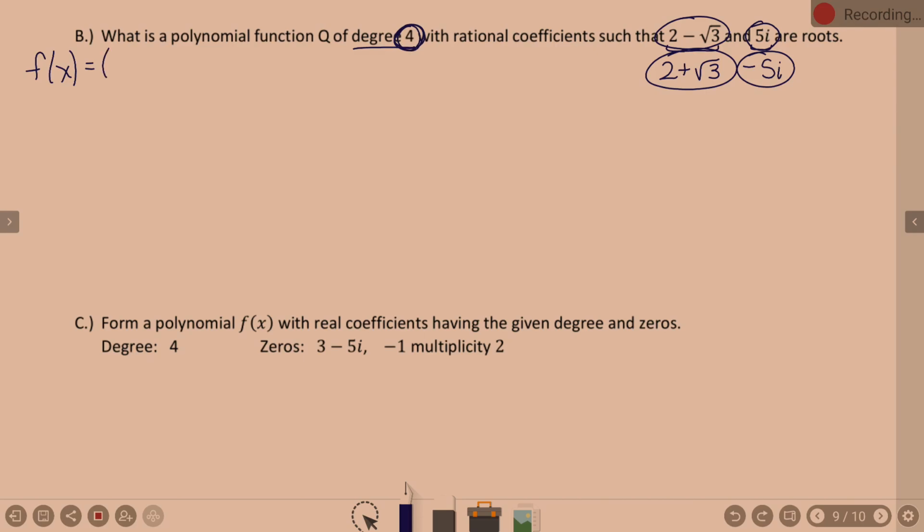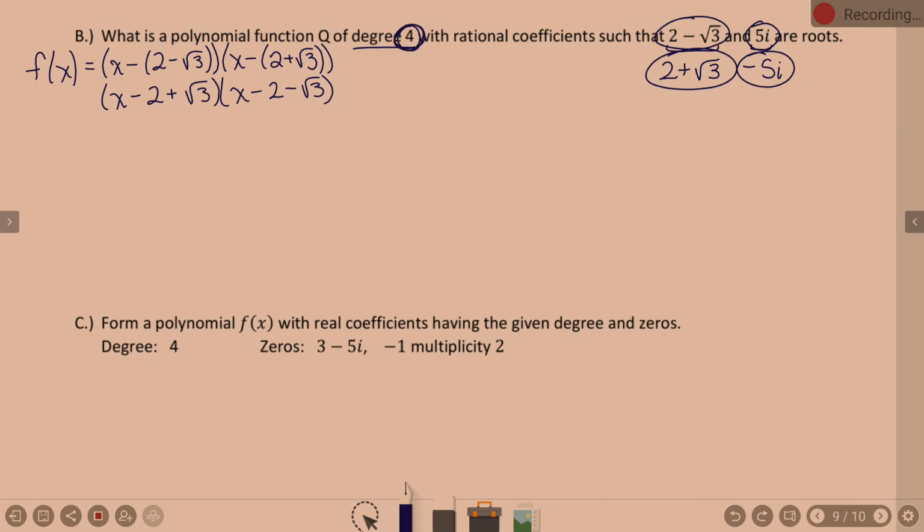X minus, and the first one we were given is 2 minus the square root of 3, yes? Well, if you want to skip that step, how would this best be written? X minus 2, and then what? Plus. Plus the square root of 3. Okay. My next one is X minus the parentheses 2 plus the square root of 3. Well, if I'm going to take off that set of parentheses, it's what? X minus 2 and minus the square root of 3.